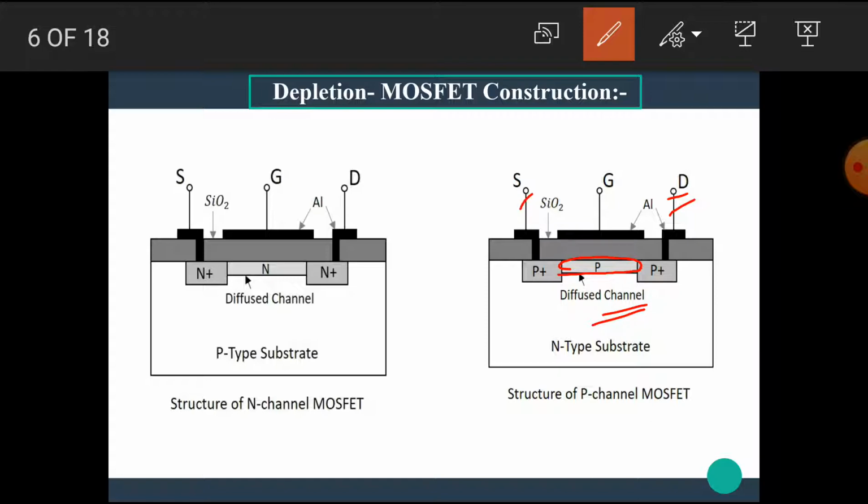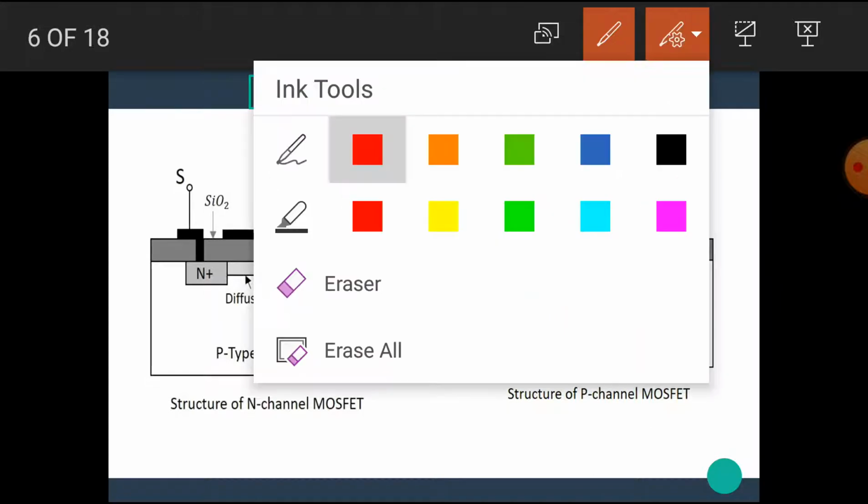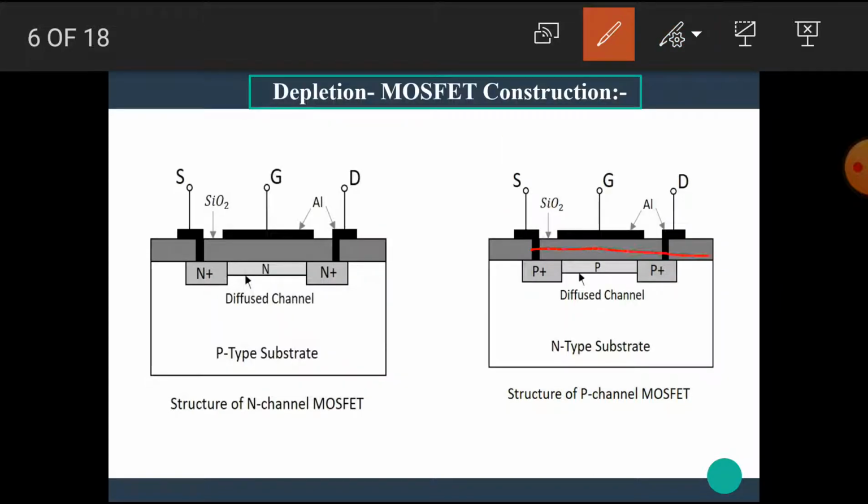Above the substrate, the thin layer of SiO2 is placed. The holes are made for the source and the drain terminals. Over the layer of SiO2, an aluminum layer is placed. The length of this layer is equal to the length of the channel. Here, I hope you get the difference, that is, the length of the channel is equal to the length of the aluminum layer. This aluminum layer is connected with the gate terminal. I hope you all get the construction of the N channel D MOSFET and P channel D MOSFET.